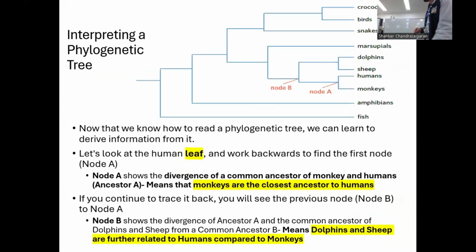Okay, so if you need a very easy way to understand this, just say that the further the node that they share, the further their relatedness is going to be. So the further back you have to go to find a common node between the two different species you're looking at, the further their relatedness is actually going to be. Moving on.